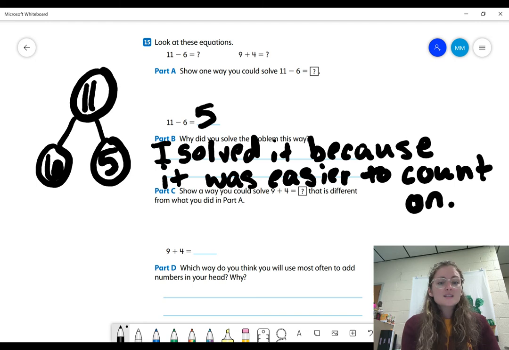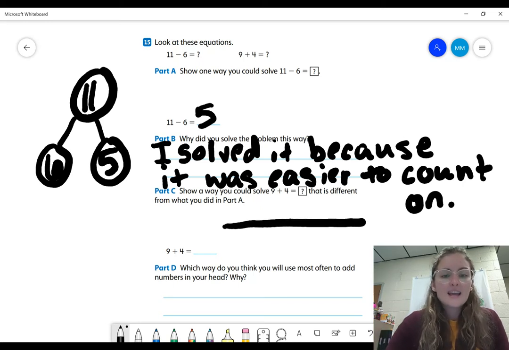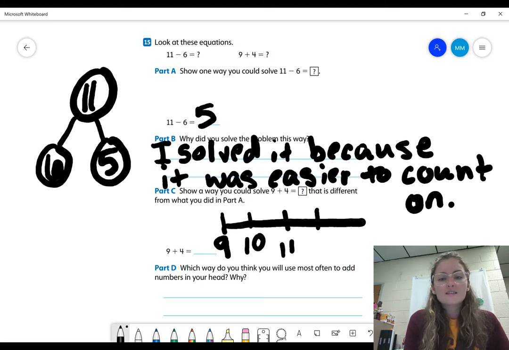All right, our next one says, show a way you could solve 9 plus 4. Ooh, that is different from what you did in part A. So this time, I'm going to use a number line. I'm going to make a number line, and I'm going to start at 9 and count on 4 more with the number line. So 9, 10, 11, 12, 13.